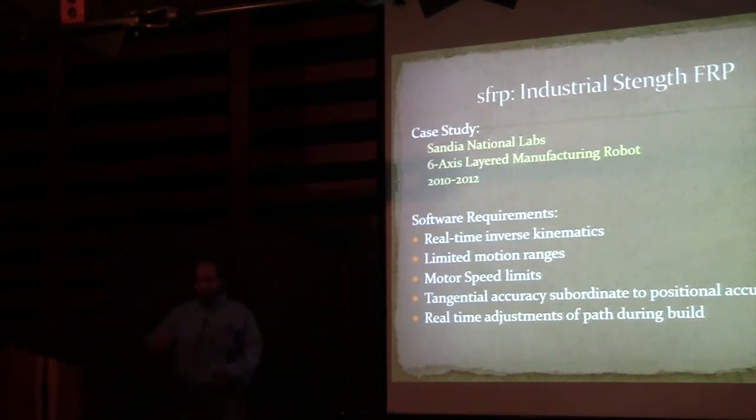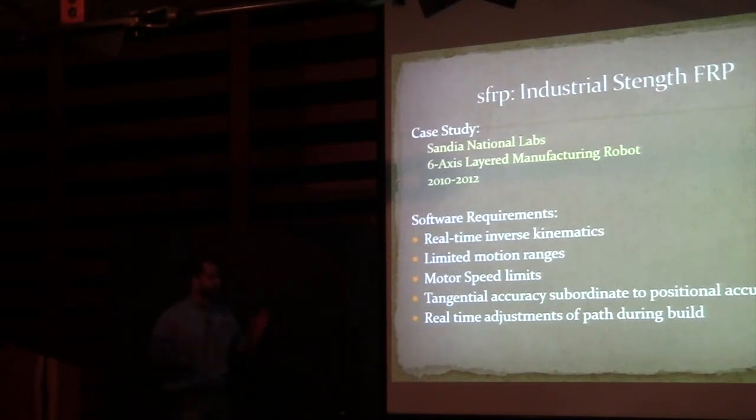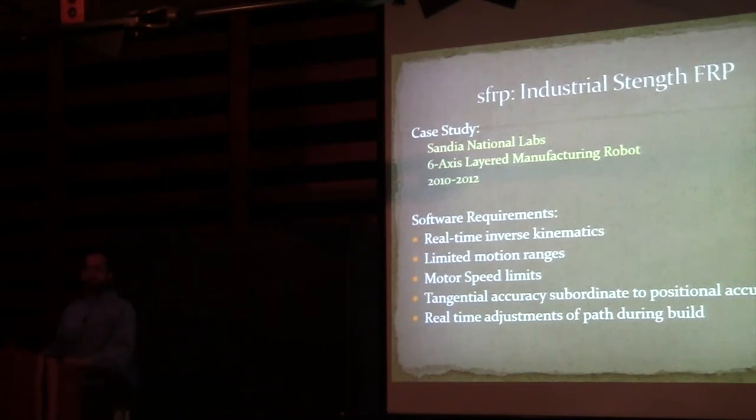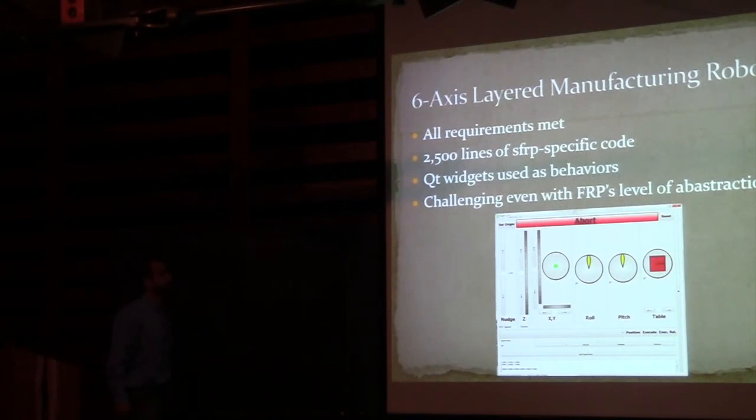There was this conformal accuracy, and you'd want positional accuracy to be more important than the conformal piece, based on the limitations of your motors. The real-time adjustments of the path during the build. Let me just say, this was one complex interactive issue. And yeah, this is a big project. So this really, I think, proved the concept. This isn't just a toy. This was used for a real project. Big one. So the end result is that all of these requirements were met.